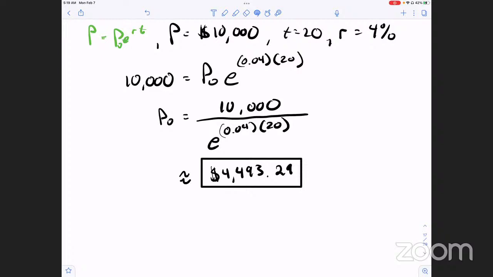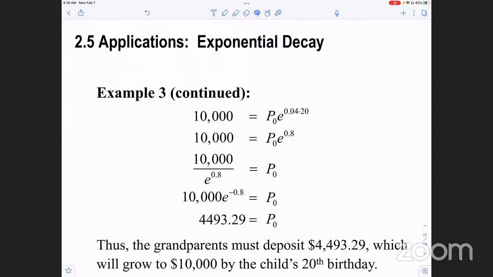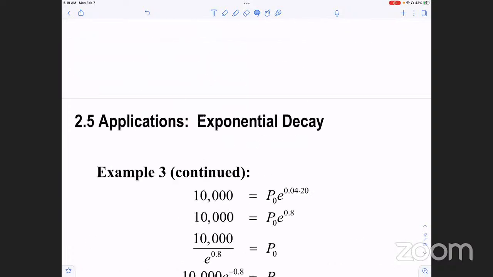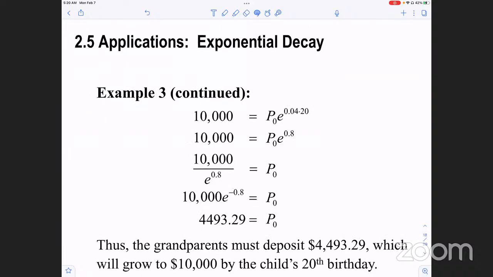Okay, so we got about $4,500 is what needs to go into the account. You see it there, 4493.29. I want you to notice something about what they did, right? They still started with the continuous compound interest formula. They did the same things we did. They went on to crunch this number. Now notice they divided both sides by the e to the 0.08, right? Dividing by e to this power is the same as e to the negative of that power, right?